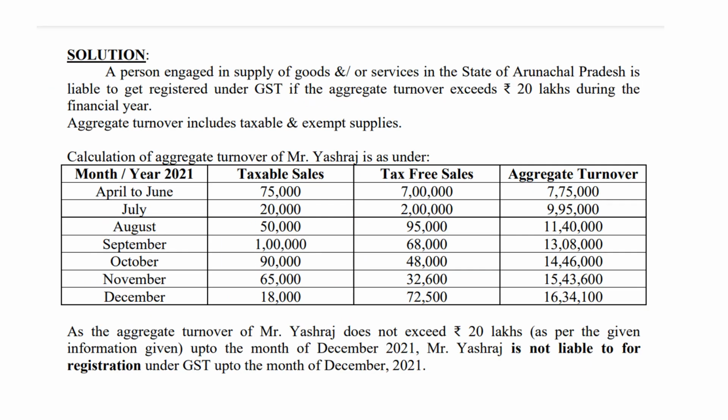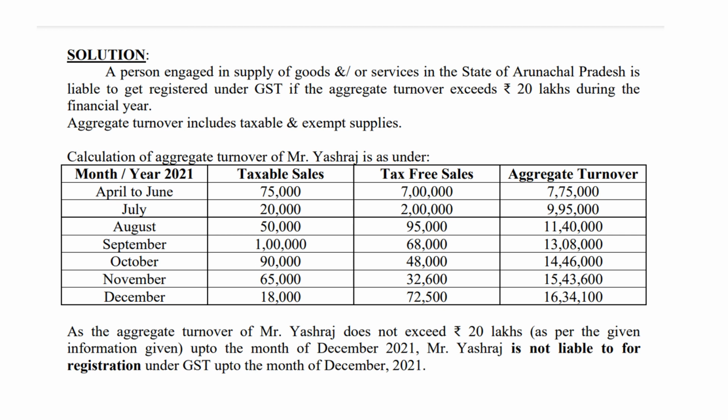So you have to copy the same columns, but you will not take the taxable purchases and tax-free purchases. You will include the months and year 2021, taxable sales and tax-free sales. And in the solution you will write: a person engaged in supply of goods or services in the state of Arunachal Pradesh is liable to get registered under GST if the aggregate turnover exceeds rupees 20 lakh during the financial year. Aggregate turnover includes taxable and exempted supply. So the calculation of aggregate turnover of Mr. Yashraj is as under.